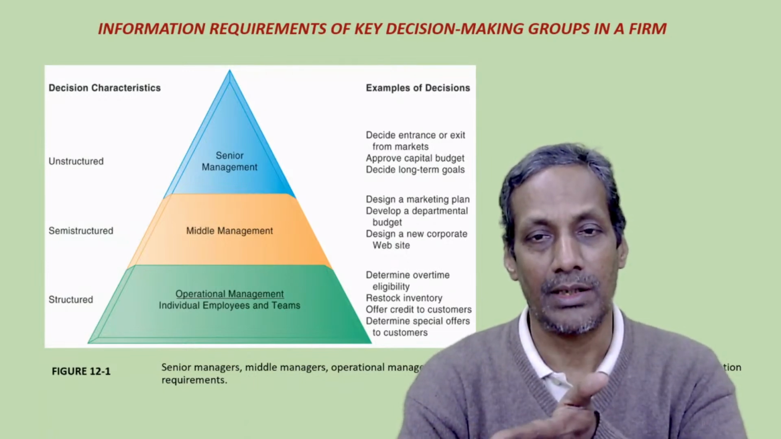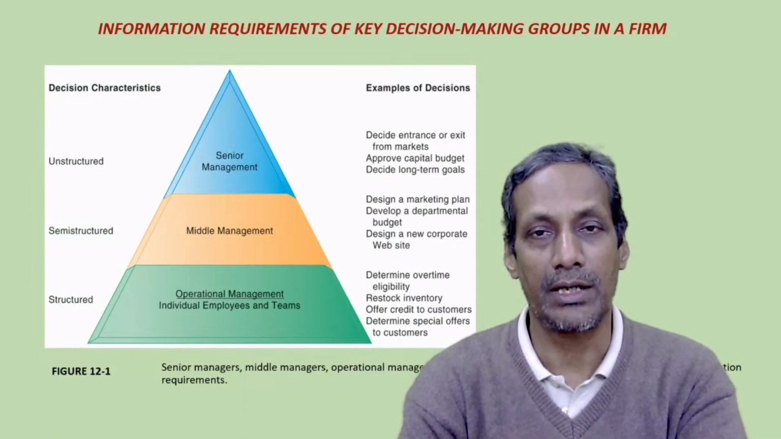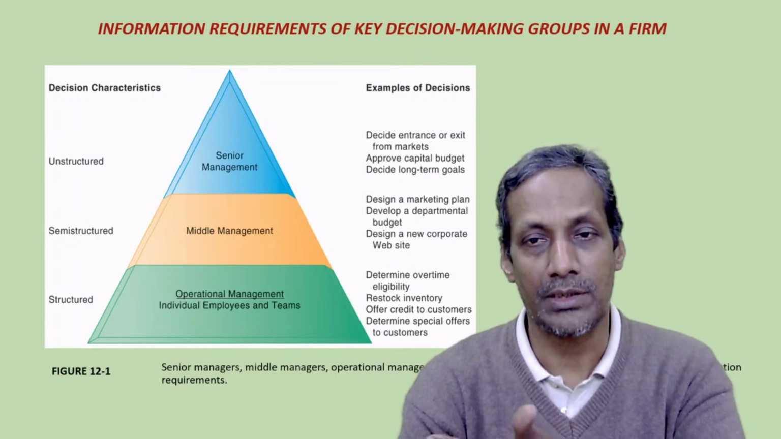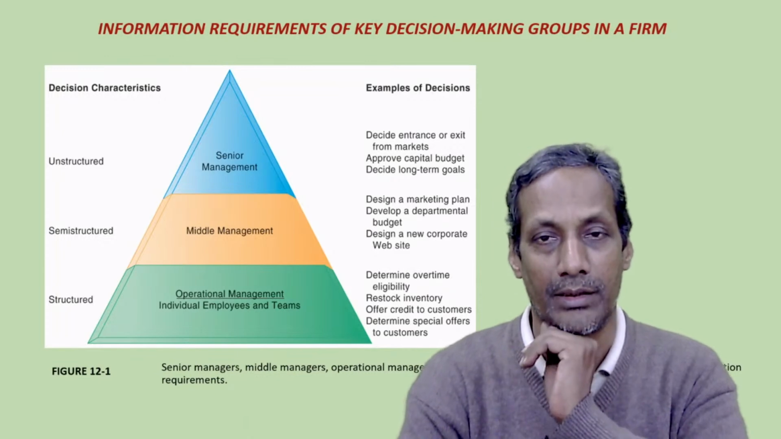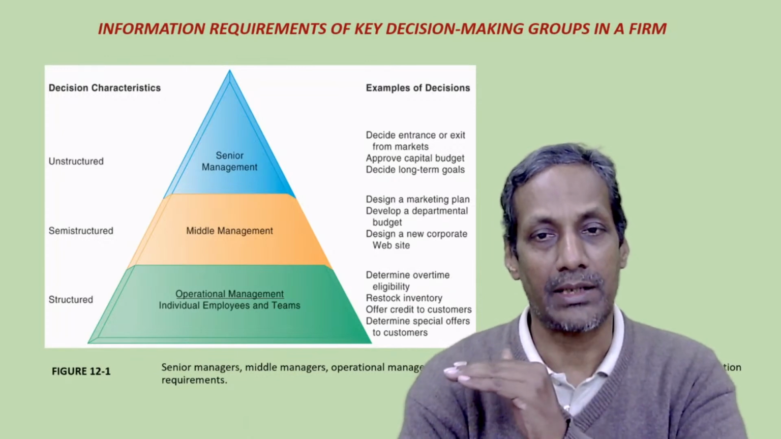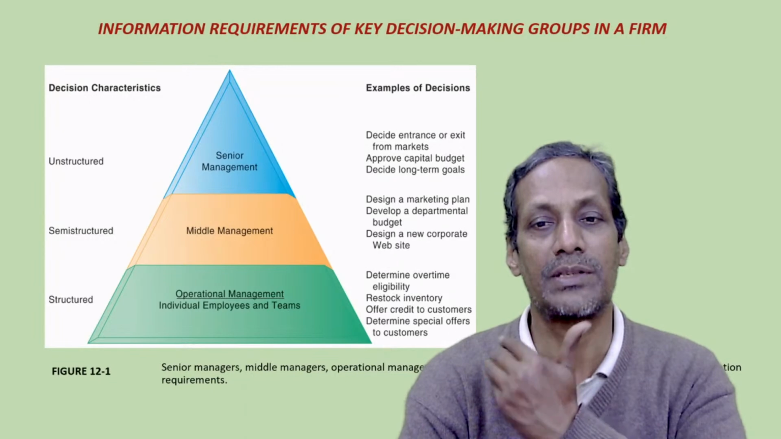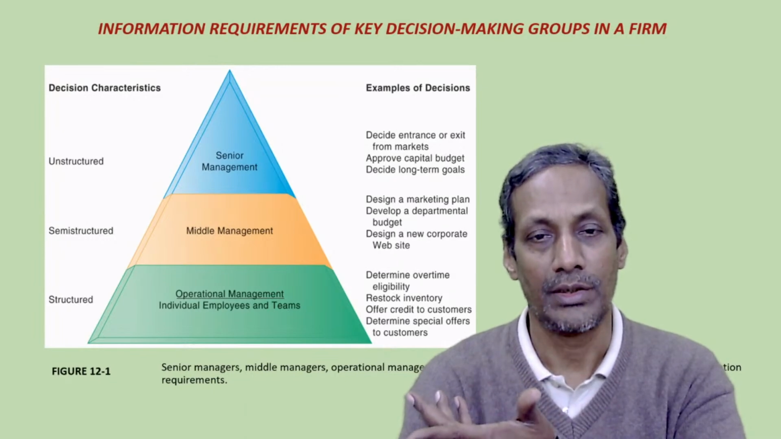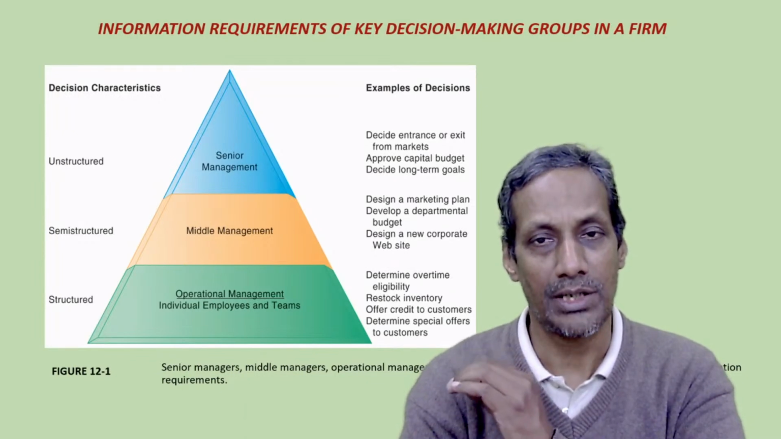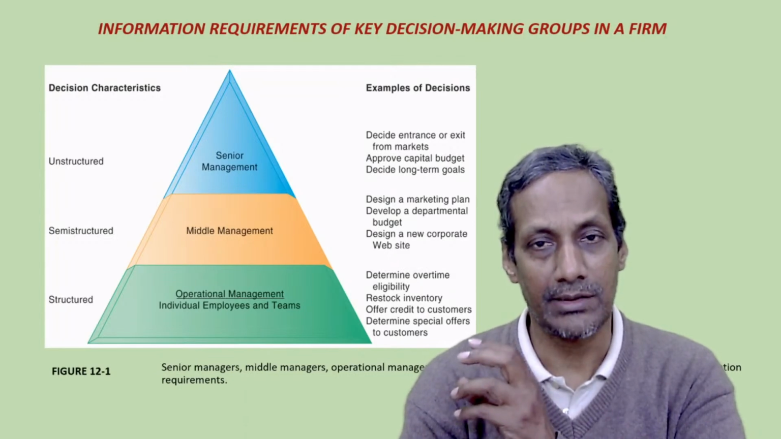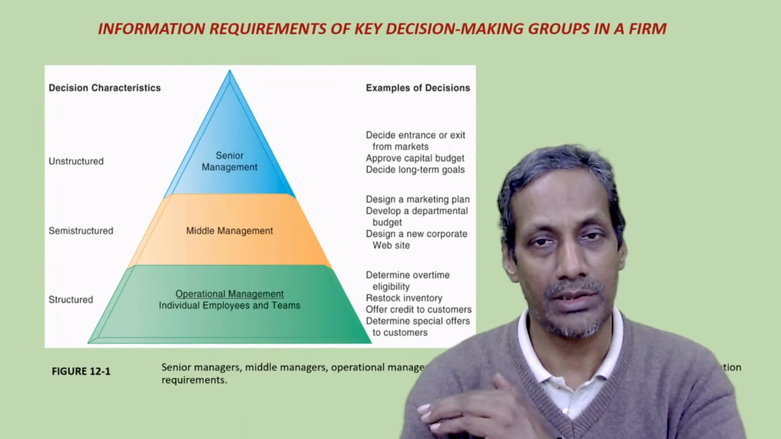Operational managers, if they are thinking of offering credit to customers, are also involved in a step-by-step procedure to decide whether to offer the credit or not. Managers at the operational level also determine special offers to be offered to customers. So senior managers are involved in unstructured decision making. Operational managers are involved in structured decision making. But the mid-level managers are involved in semi-structured decision making.